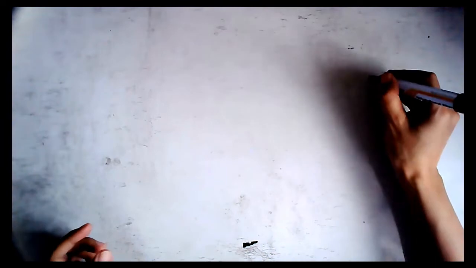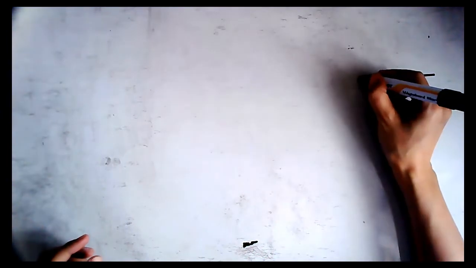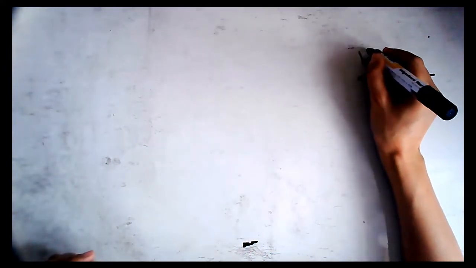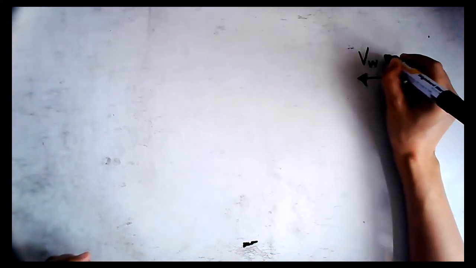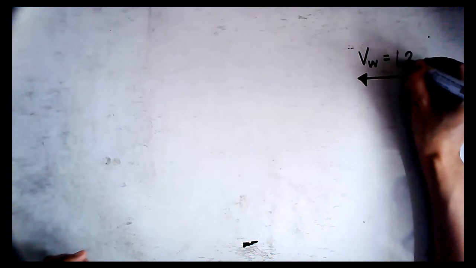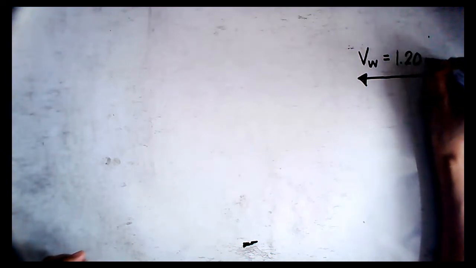So let me draw the figure. Let's say this is the velocity in still water. Sorry, the velocity of the boat relative to the shore is to be determined. And we have the boat heading directly across the stream whose current is 1.2 meters per second. So let's say this is the current, meaning that is the velocity of the water, which is 1.2 meters per second.